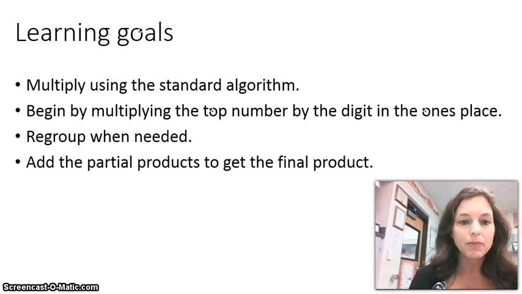You want to begin by multiplying the top number by the digit in the ones place, regroup when needed, and add the partial products to get the final product. Pause this video and write these learning goals down now. When you have finished writing them down, hit play again and we will continue.